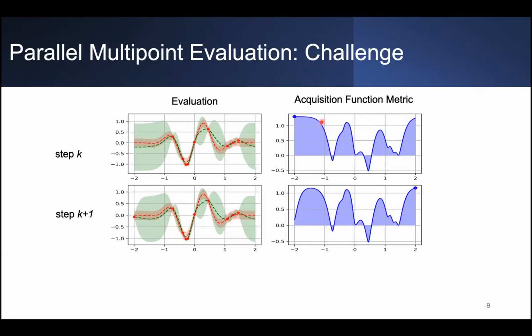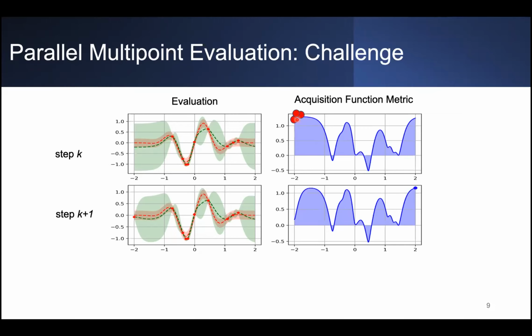So what is the problem? Why don't we just use Bayesian optimization and sample multiple points? The challenge is shown here. Let's say this is the evaluation, with input and output, and these are the uncertainty bands. From the uncertainty bands, we can compute the acquisition function metric. Based on this acquisition metric, we are going to choose the points. So here it says, okay, large uncertainty, choose this point. One at a time, it's fine.